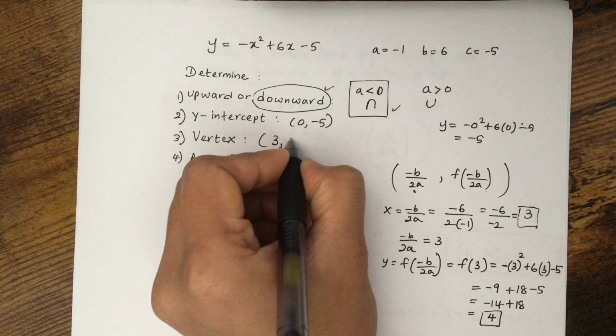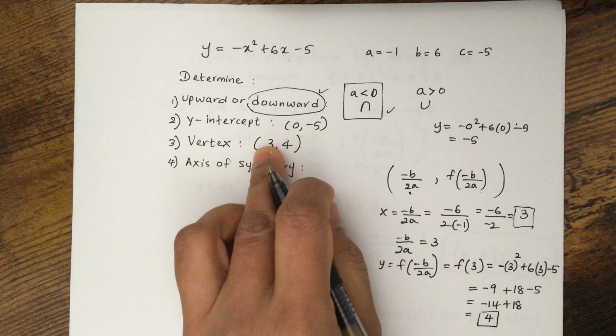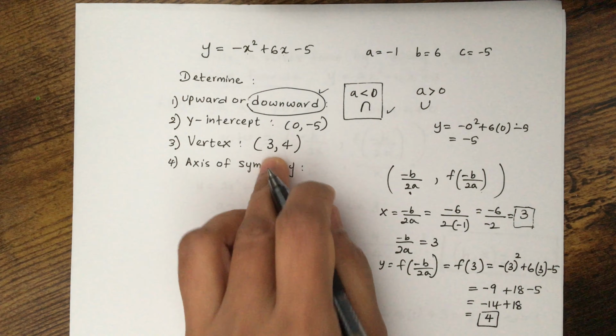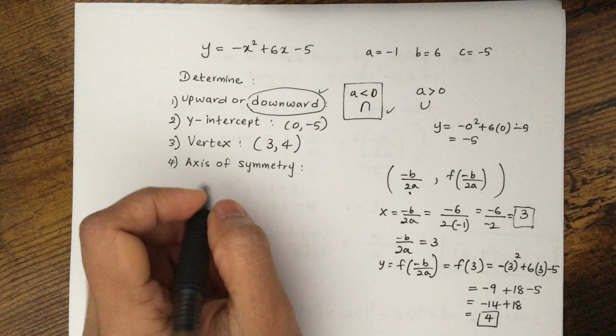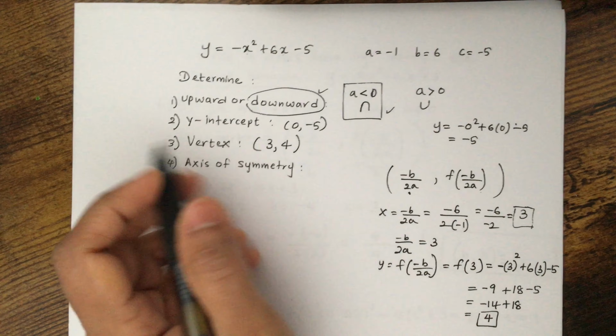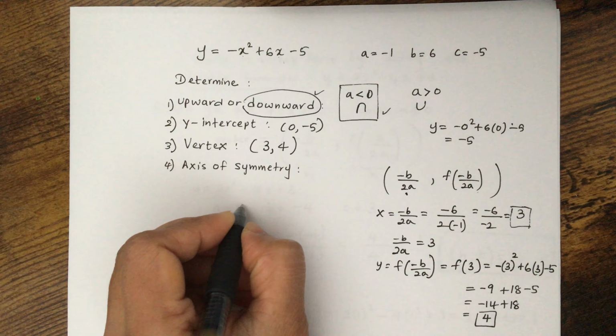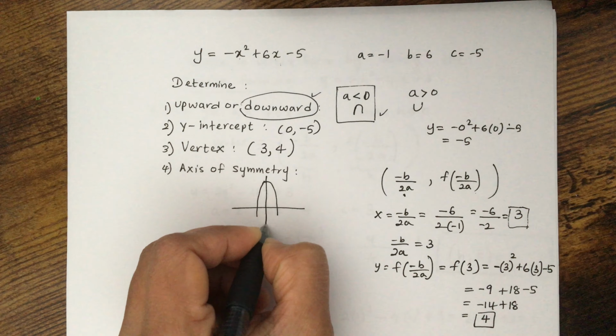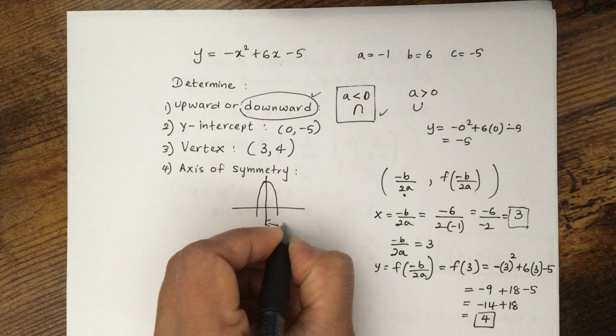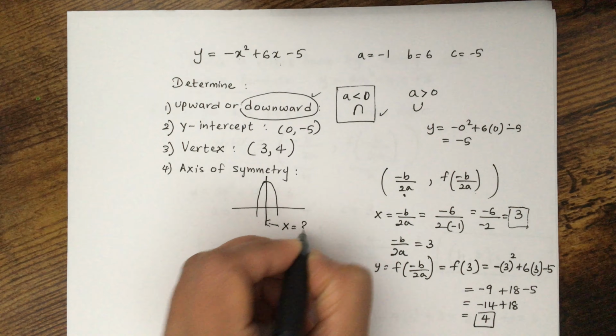My y is 4. So this is my vertex, which is the turning point of this quadratic function. And then the axis of symmetry. You know, it is like if your graph is like this, then this line. So we are looking at this one, x equals what?